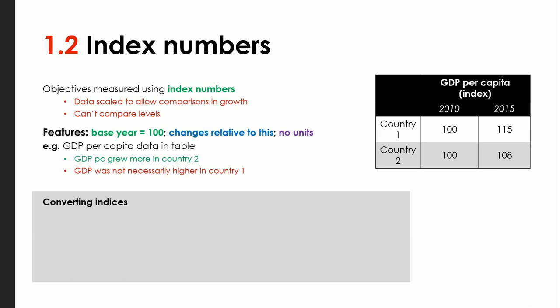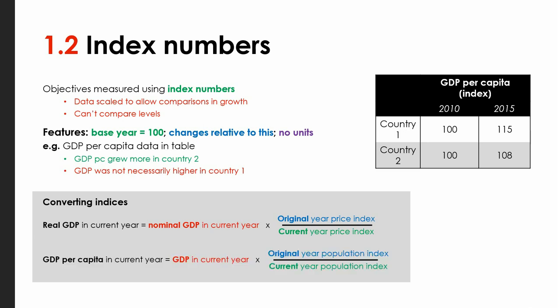We need to understand that key point with index numbers, and occasionally we'll need to make a couple of key conversions, converting nominal GDP into real GDP, or converting GDP in a year into GDP per capita. The same process applies for both. We're just going to plug our index numbers into the formulae that are on the screen.